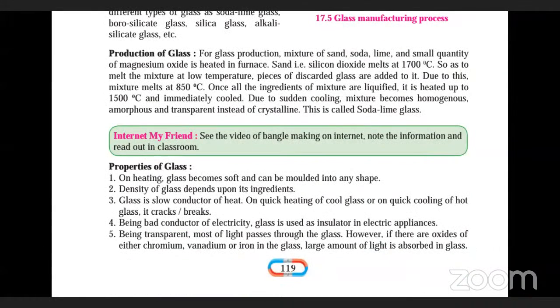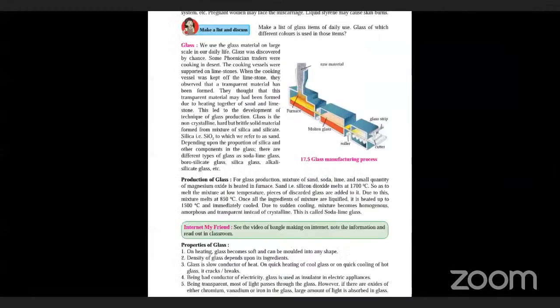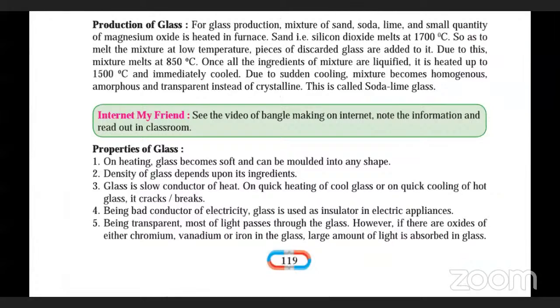Okay, next what is left is the properties of glass and types of glasses and their uses. Types of glasses and uses we are going to complete in the next class. Today we are going to complete these properties. Properties means what? Khasiyat. Okay.